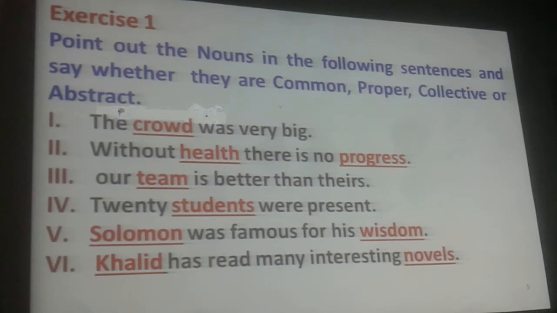Twenty students were present. So in this, students. In the next sentence, Solomon was famous for his wisdom. So there are two words, one is Solomon, the other is wisdom. And in the next sentence, Khalid has read many interesting novels. So in this sentence, Khalid and novels, they are actually nouns, and we will solve this exercise by recalling the definitions and the concept that we have learned about these nouns.